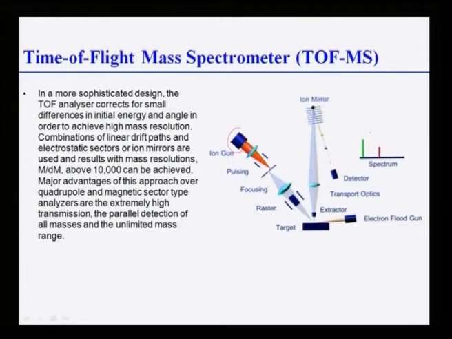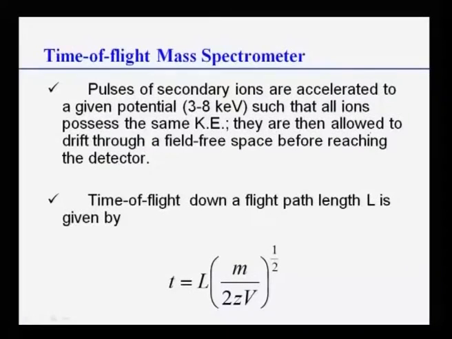The advantage of this technique over the quadrupole and the magnetic sector type is that extremely high transmission, parallel detection of all masses, and an unlimited mass range are possible. Yes, because what we are doing is basically time of flight measurements: how much time a mass takes to fly a particular distance, and depending on that we can differentiate among different species. We are not using the exact m by z ratio. So, let me just give you the mathematics of it. Pulses of secondary ions are accelerated.